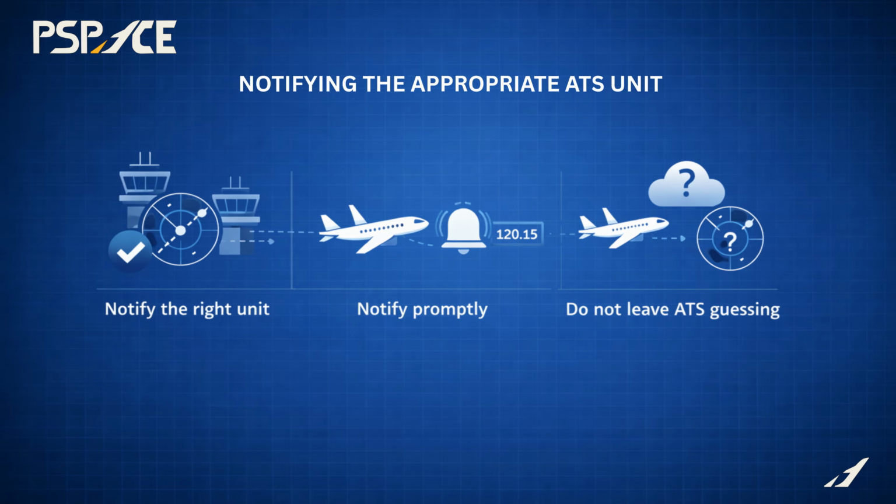The lesson therefore treats notification as a positive command responsibility. The commander is not simply reacting to questions from ATS. The commander is also responsible for ensuring that important operational information reaches the correct ATS unit when the situation calls for it.